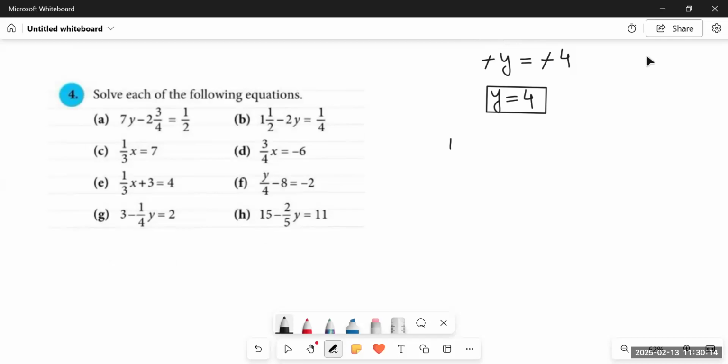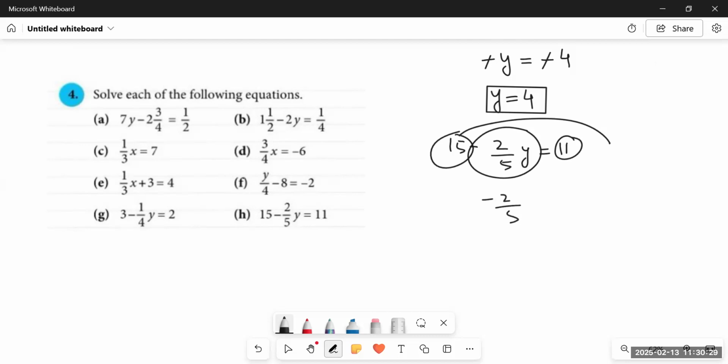Then we have 15 minus 2 upon 5y is equal to 11. What to do now? Again, make terms: 15, minus 2 upon 5y, and 11. So first we are going to shift 15 from here. Minus 2 upon 5y is equal to 11 would remain the same. All we did was, from plus 15, it would be minus 15. Then minus 2 upon 5y is equal to 11 minus 15, which is equal to minus 4.